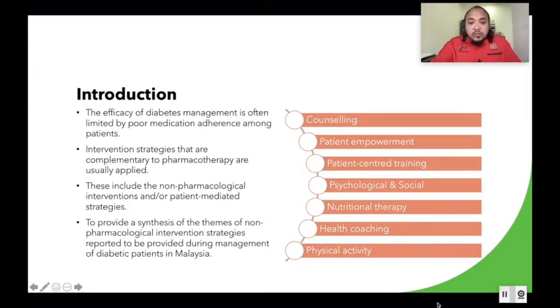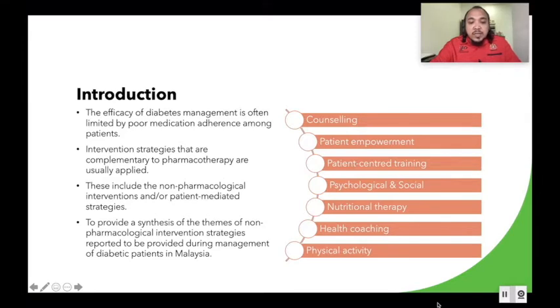Pharmacotherapy is one of the most effective treatment modalities to achieve optimal glycemic control and to prevent the development of diabetes complications. Nonetheless, the efficacy of pharmacotherapy is often limited by poor medication adherence among diabetic patients. To increase the proportion of diabetic patients with good glycemic control and low complication rates, non-pharmacological intervention strategies that are complementary to drug treatment are increasingly used in diabetes management.